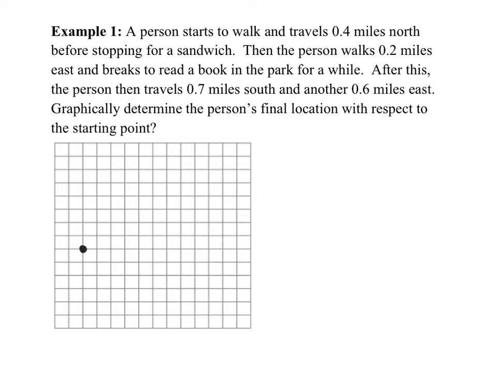So if I want to go 0.4 miles north, I'm going to go to here. That'll be my starting point. So I start here and I go ahead and I walk north, 0.4 miles. So there's the first vector that's drawn. Then the person walks what looks like 0.2 miles east. That's the second vector right there. Then the person walks 0.7 miles south.